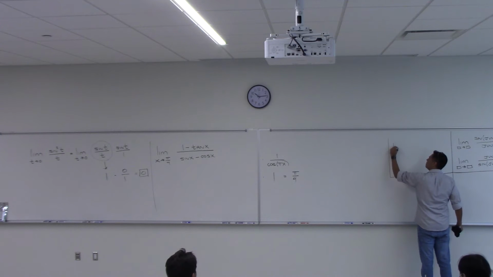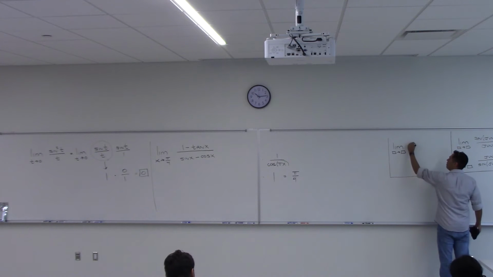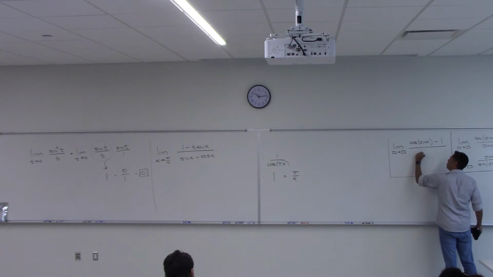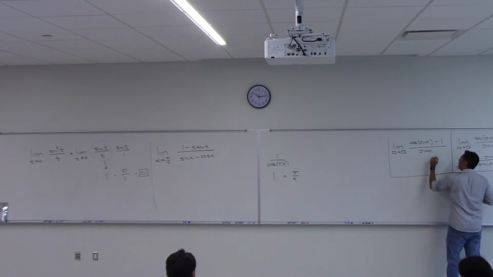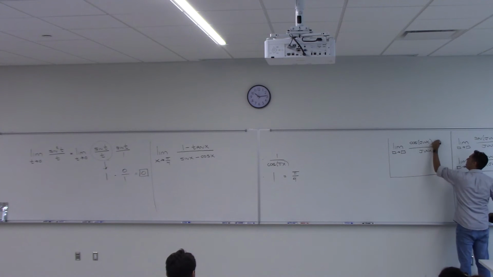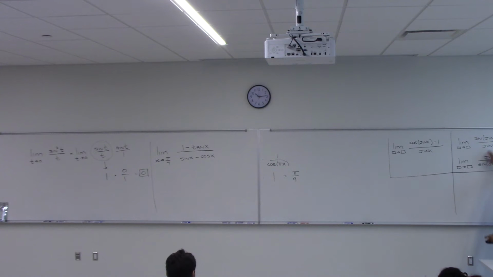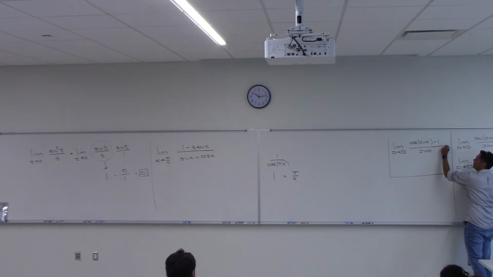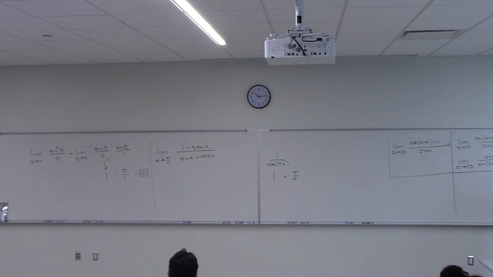If you have a limit, doesn't matter what it is, as the junk goes to 0, it doesn't matter. If you have cosine of junk minus 1 over junk, with cosine of junk minus 1 on the top, see the difference? This is sine of junk over junk, and this answer is 1. This is cosine of junk minus 1 over junk, and this answer is 0. Now it's in your notes, okay? I put it in your notes here, but it just looks a little different. You see that right there, number 2?